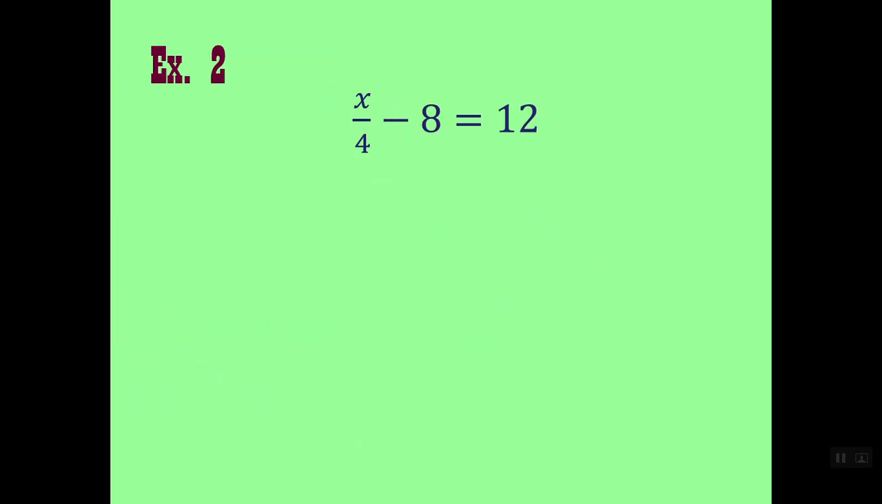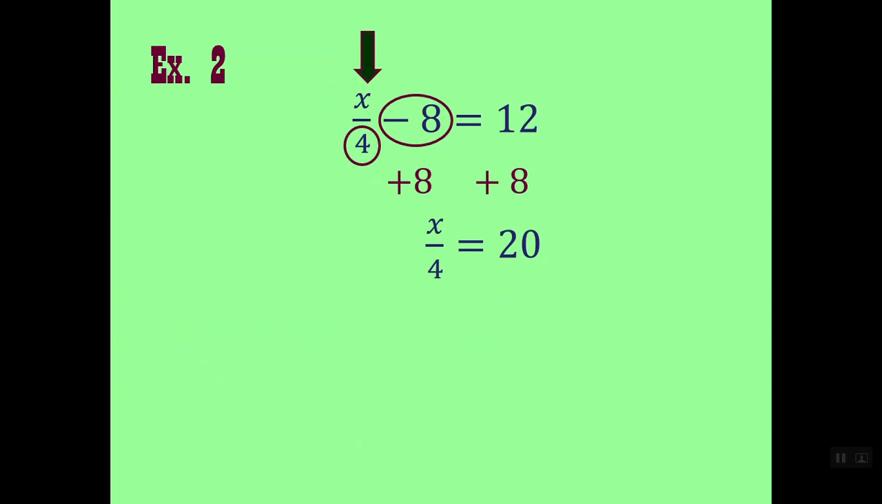All right, example 2. There's our x, and what's with it? In this case, there's a divided by 4 and a negative 8, a subtracted 8. So we want to first undo any adding or subtracting, and so the first thing we're going to do is plus 8 on each side. So we're left with x over 4 equals 20. And now we need to undo the division by multiplying. So we're going to multiply each side by 4. That gives us x equals 80.